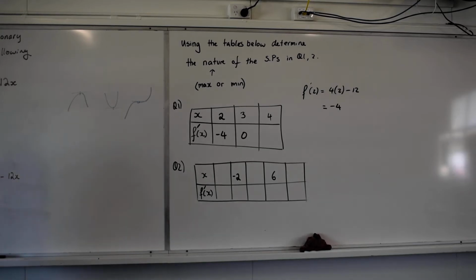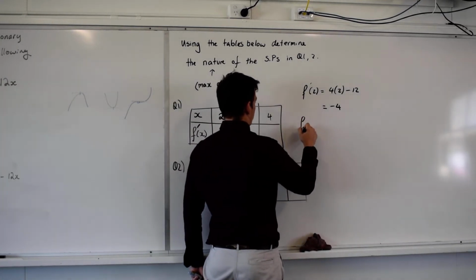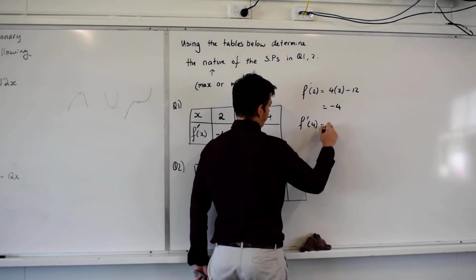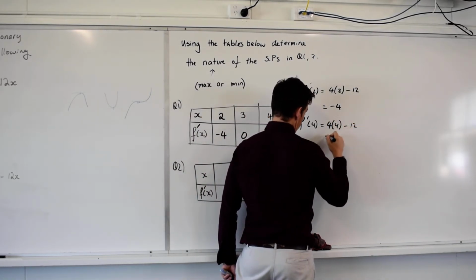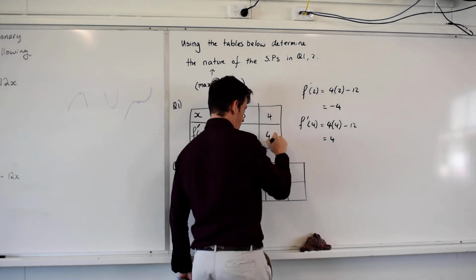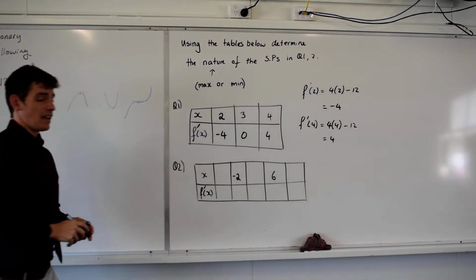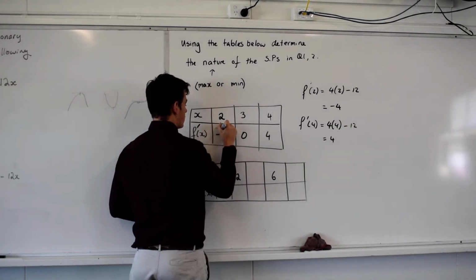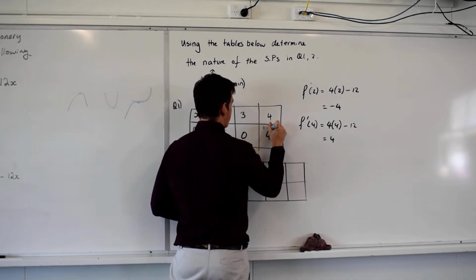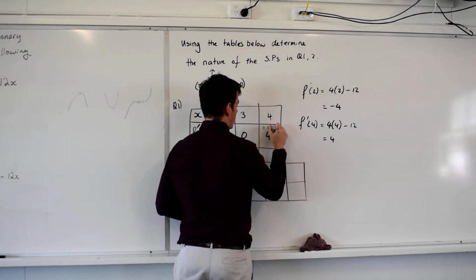I then sub f dash 4 in. What does f dash 4 equal? 4 by 4 minus 12, which is 4. Again, I don't care about the size of the number. I just care that it's positive. So a lot of the time when I'm doing this for myself, I'll just write minus VE and plus VE. You'll never guess what that means.